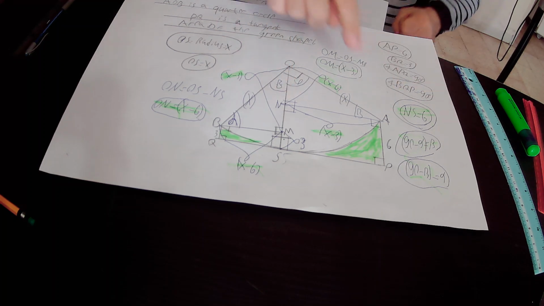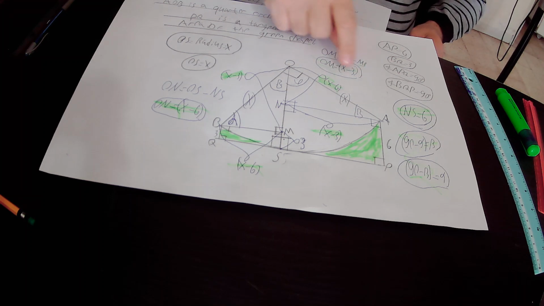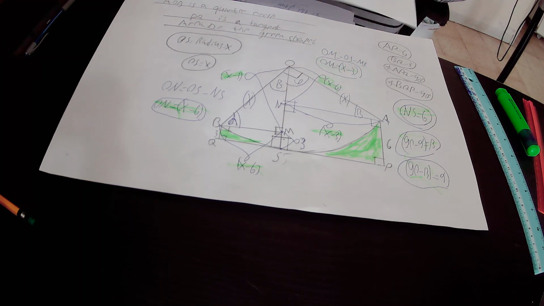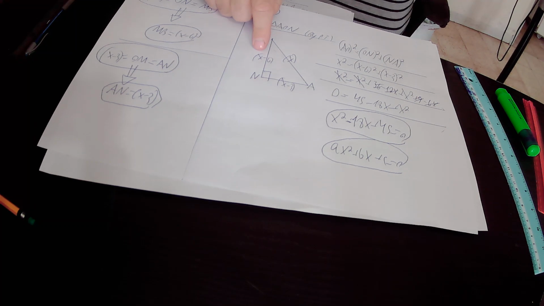In the next step, I copied the right triangle AON to a new page and we implemented the Pythagorean theorem in this right triangle AON. So this is actually the right triangle AON that I copied from the original drawing. Side ON equals x minus 6, side AN equals x minus 3, and the hypotenuse AO equals x. It is actually the radius of the circle that is equal to x.